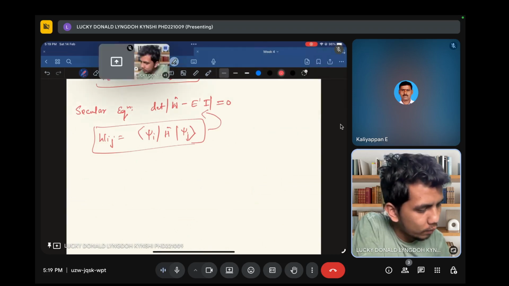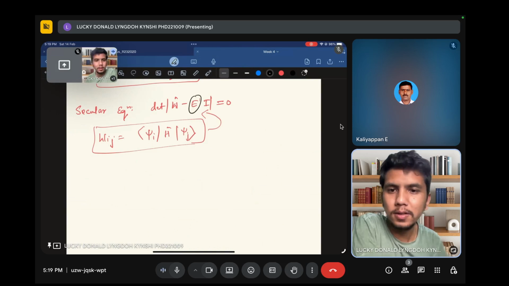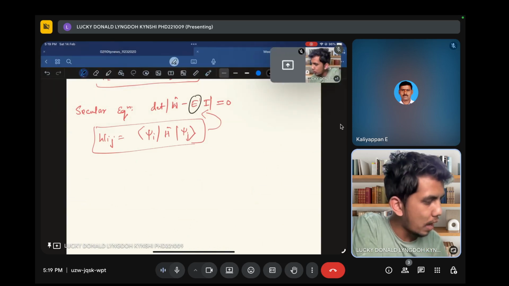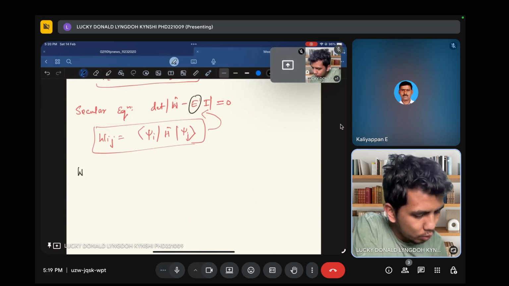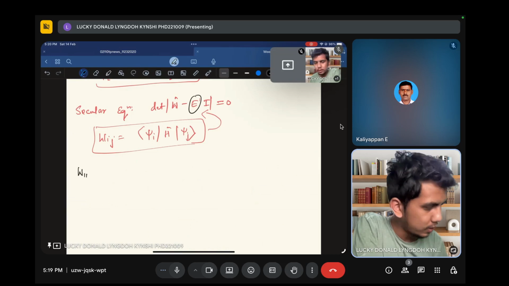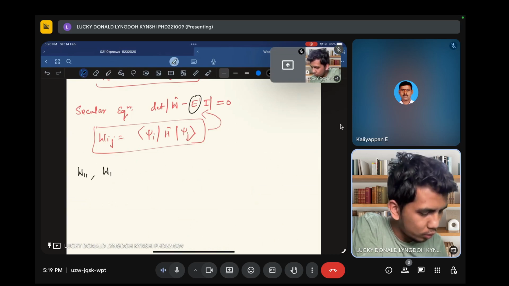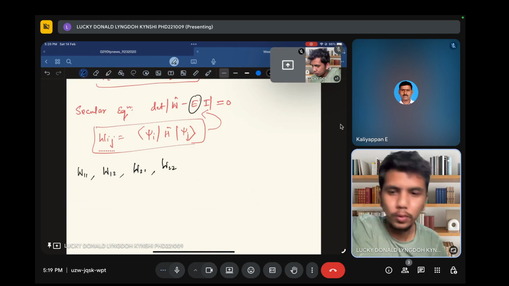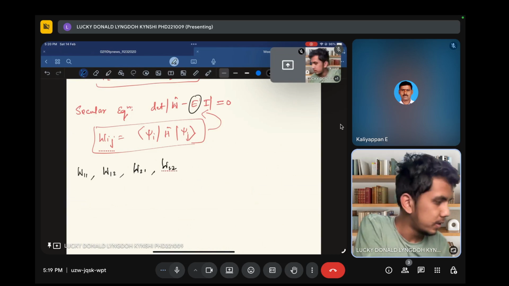So the idea is that we have to solve this term here, because this is the first-order correction term. Since it is two dimensions, you will have W11, W12, and also W21 and W22. These are the possible terms.